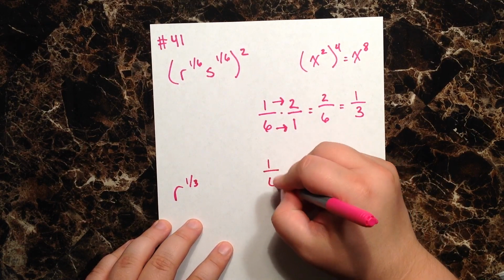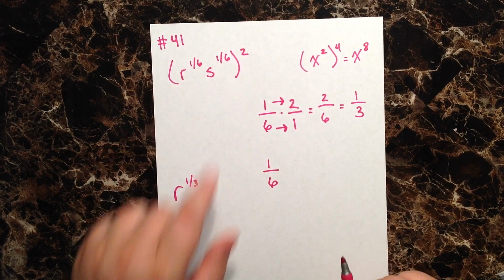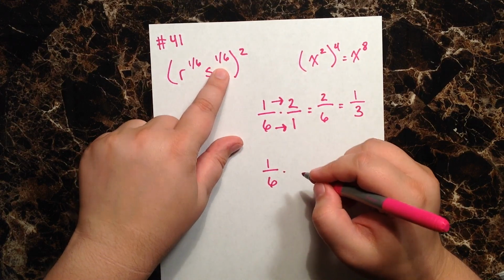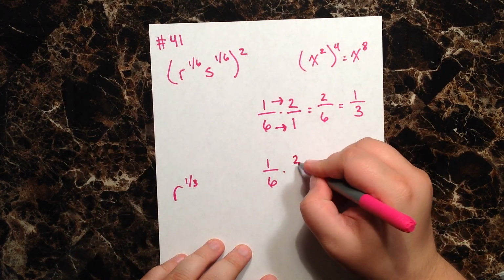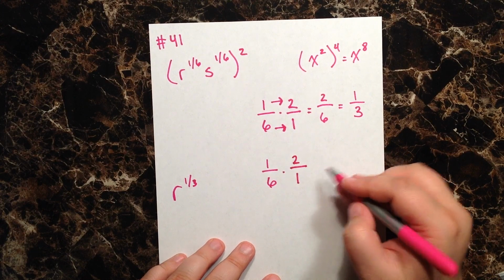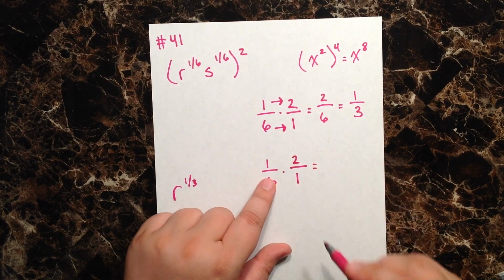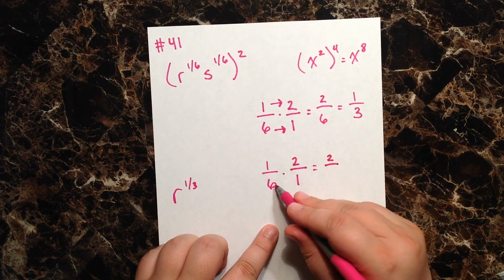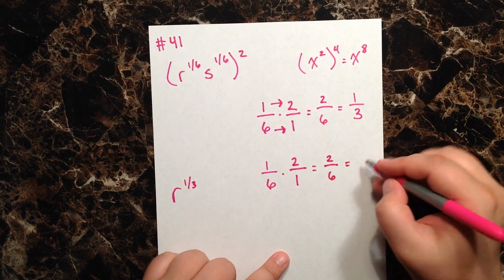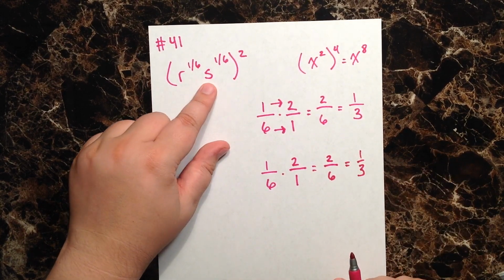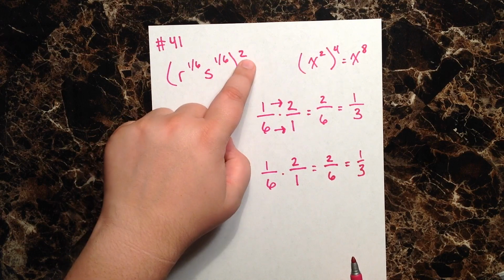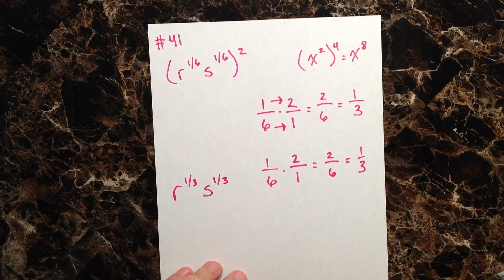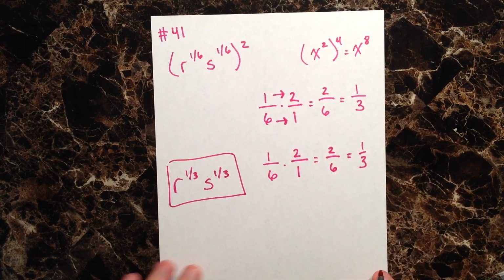Now I'm going to raise s to the 1/6 to the second power. If I'm dealing with the same 1/6 and raising it to the second power, I'm going to get the same answer, aren't I? But we'll go through the process anyway. So 1/6 times 2, but 2 we can write as 2/1. No common denominators or anything. 1 times 2 gives me 2, 6 times 1 gives me 6, but that can be reduced to 1/3. And so when we raise s to the 1/6 to the second power, it comes out as s to the 1/3. And that is our final answer.